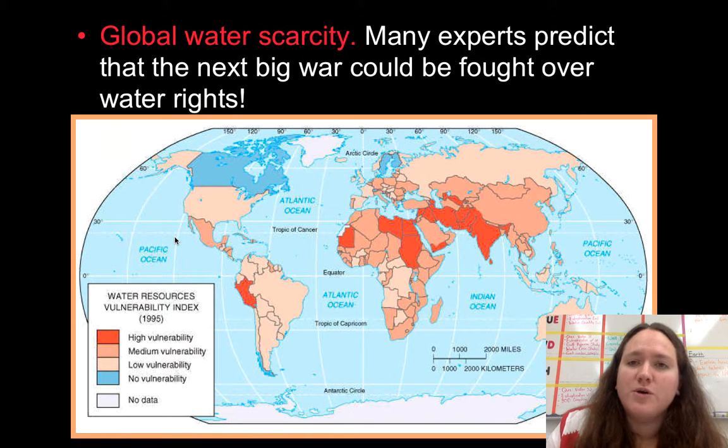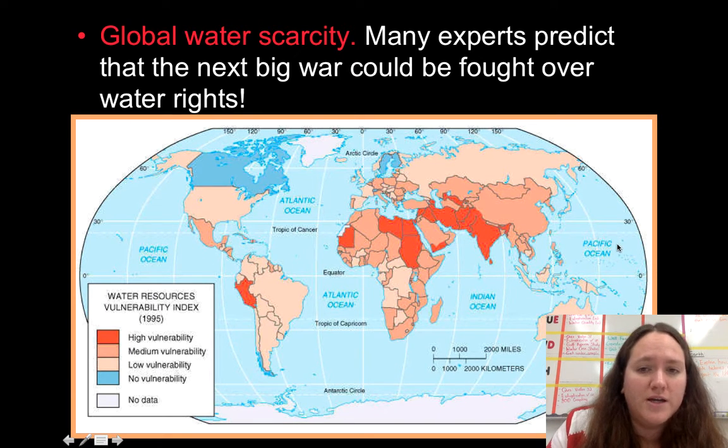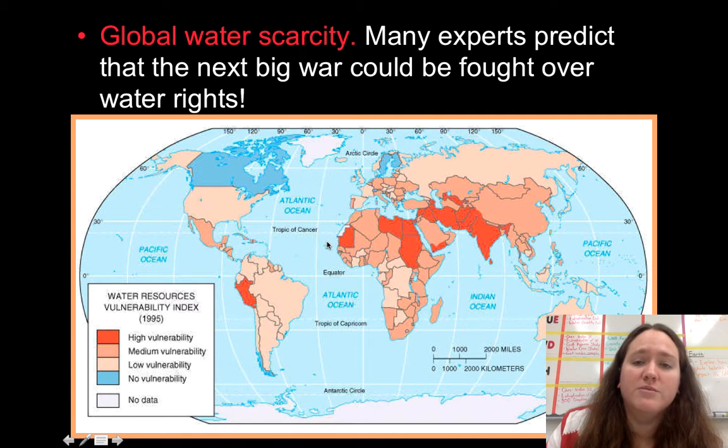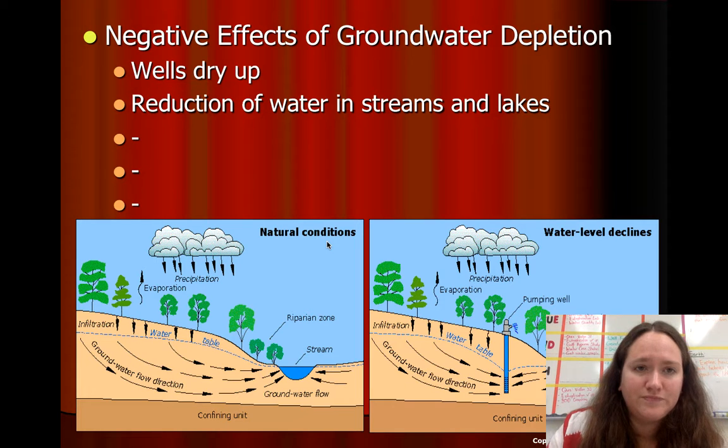So these are areas of the world that are really, really stressed for water. You'll notice that most of them are around the equator where it's the hottest. Lots of places in Africa. We also have some in the Middle East. India is definitely vulnerable. And these are places that are only going to get worse. And a lot of people are thinking that the next world war is going to be fought over water rights. And we see that happening already in some countries.